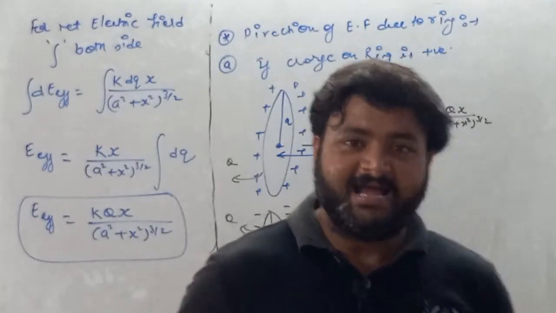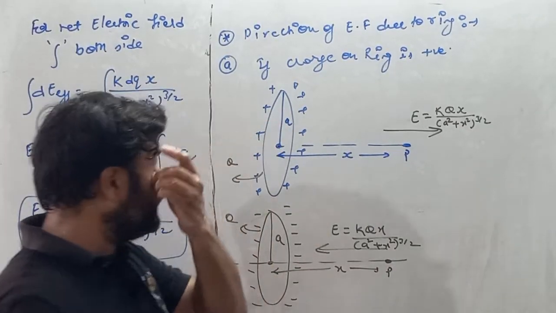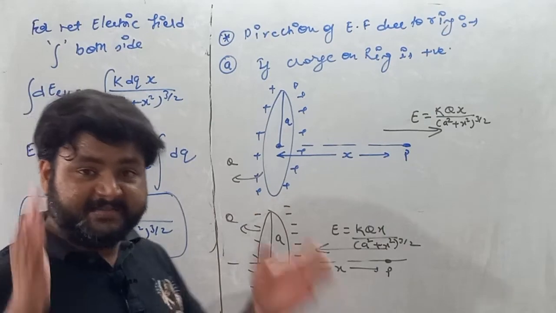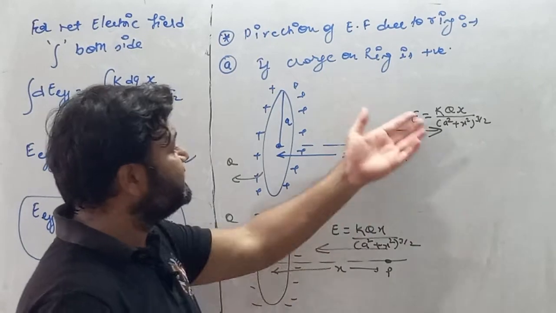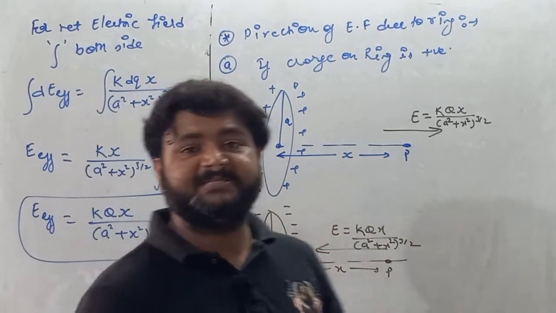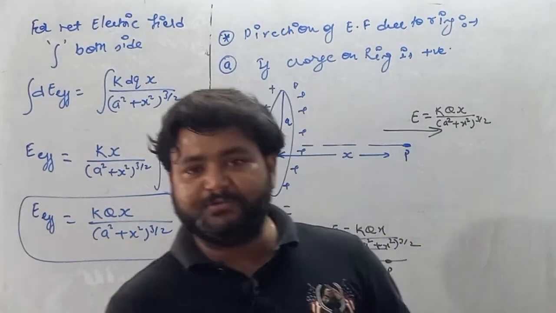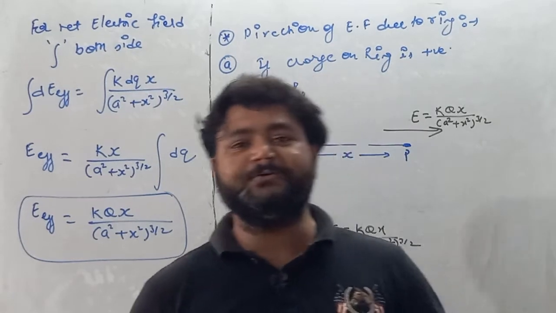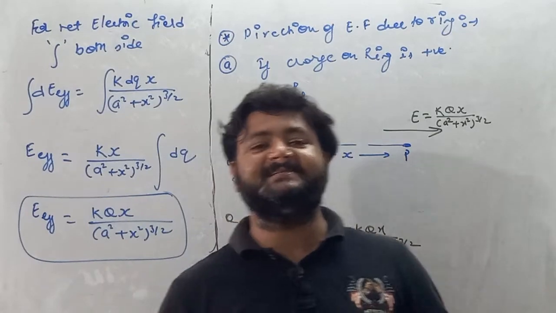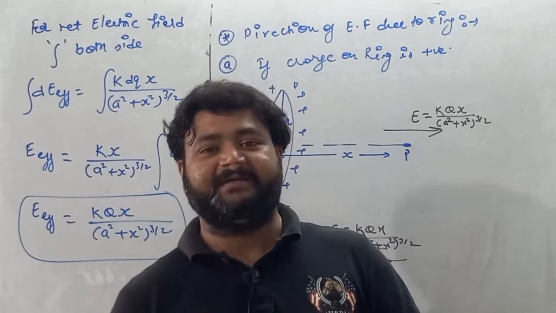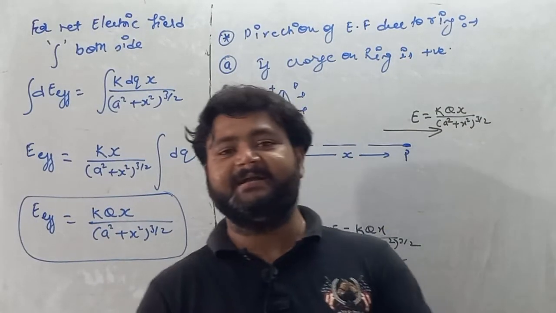And we know that the magnitude remains the same due to both charges, either the charge is positive or the charge is negative. The magnitude of the electric field on the axis of the ring remains the same. It is kqx by (a squared plus x squared) raised to the power 3 by 2. I hope you all understand how to find the electric field due to a ring on its axis at any point P which is x distance apart from the center of the ring. So the second application of electric field due to continuous charge is completed.